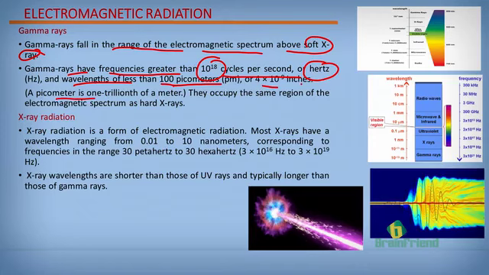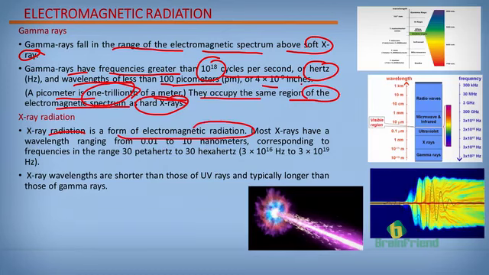A picometer is 1 trillionth of a meter. Also, gamma rays occupy the same region of the electromagnetic spectrum as hard X-rays. Also, X-ray radiation. Let's look at some things. X-ray radiation is a form of electromagnetic radiation.